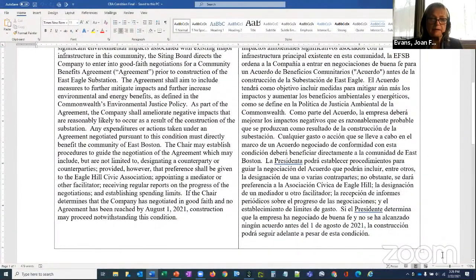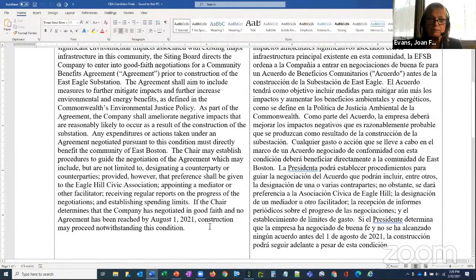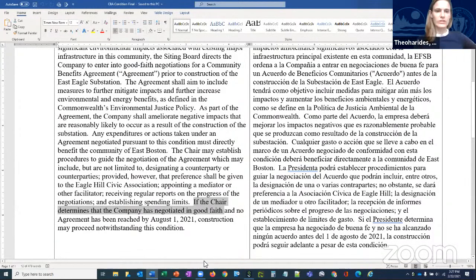The very last sentence, I believe, gives the chair the discretion to determine whether or not the company has negotiated in good faith. It would be the chair that would have that ability to make that determination and say whether or not the company can go forward. And that's based on receiving the reports from the process during that 5-month period to ensure that both parties are coming to the table to negotiate in a meaningful way, and not A, waiting till the last minute, or B, not showing up to the table at all.